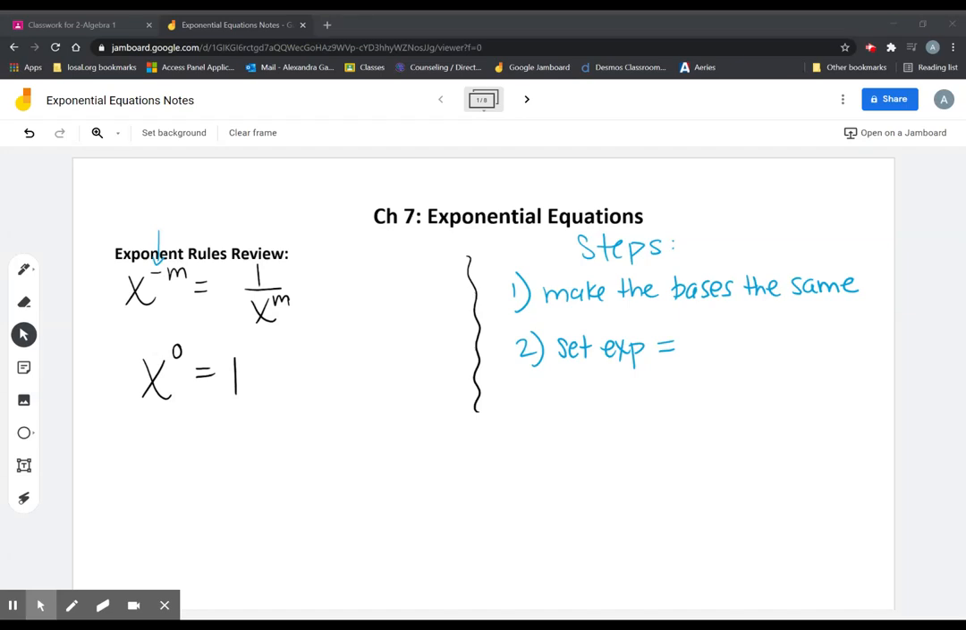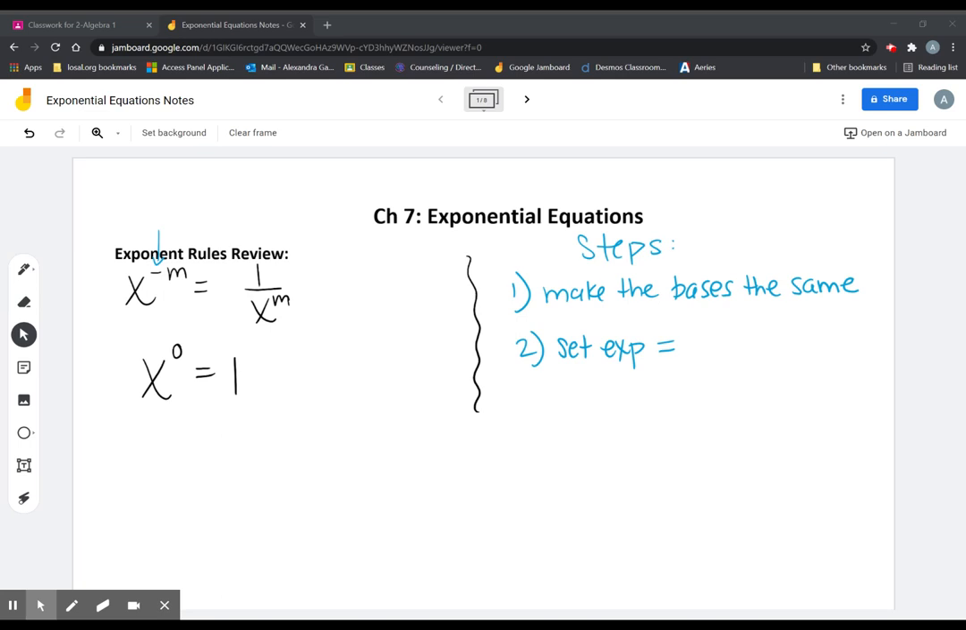Okay, so we're going to start chapter 7 by looking at exponential equations. That means we do need to look at some exponent rules really quick. If you ever see something with a fraction, that means we can also write it with a negative exponent. And off to the side, anything to the 0 power is equal to 1. And so we'll be flipping back and forth between those representations.